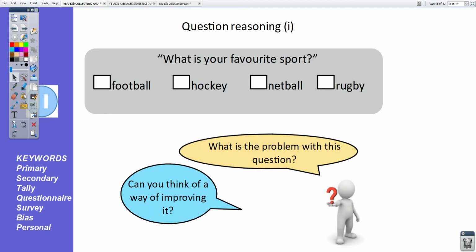More questions. What is your favourite sport? Football, hockey, netball, rugby? What's the problem with this question, and can you think of a way of improving it? There we go. Pause your video, please, and unpause it when you're ready to continue.